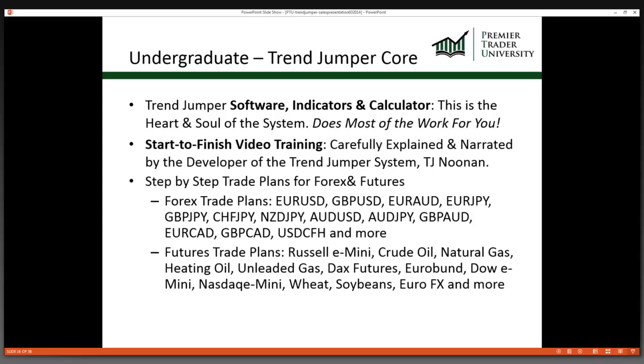Now, if you already have the Trend Jumper, this is something that you basically already own. But for anybody who doesn't, we're going to go ahead and take you through all things Trend Jumper, as well as provide all of the software, the indicators that you see. They're good on TradeStation, they're good on NinjaTrader, and to a lesser extent, they're good on MetaTrader. Obviously, with MetaTrader, you're primarily looking at the Forex side of the equation.